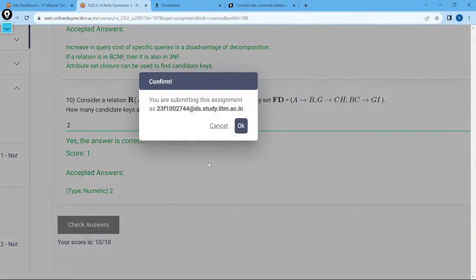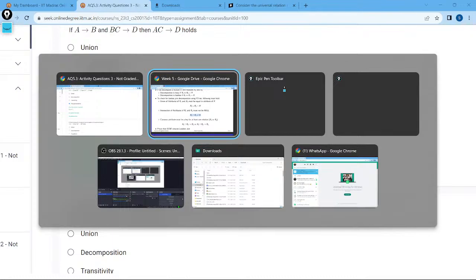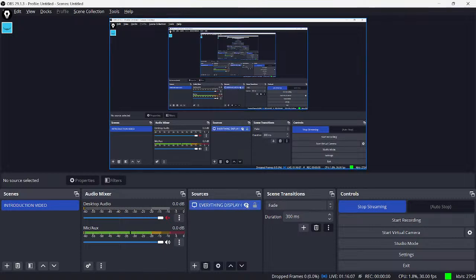Let's move forward. Okay, so I would be taking a break of, I guess, 10 minutes now. You can skip till the part where the screen is no longer black. Okay, and we would be starting 5.4 now.